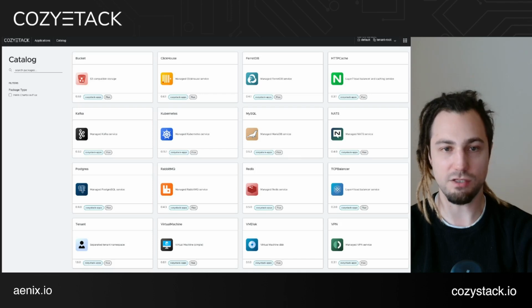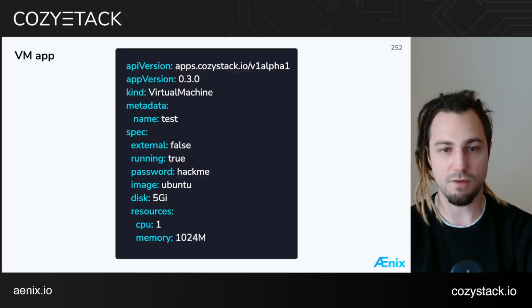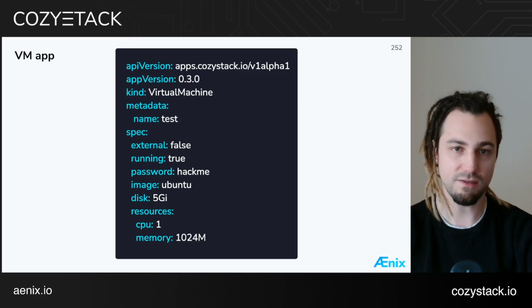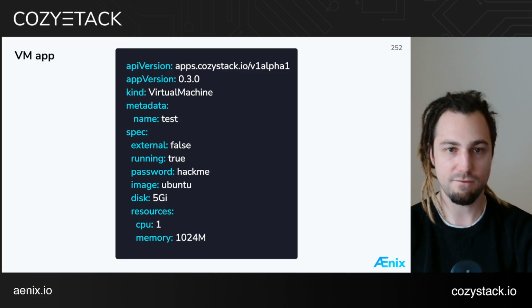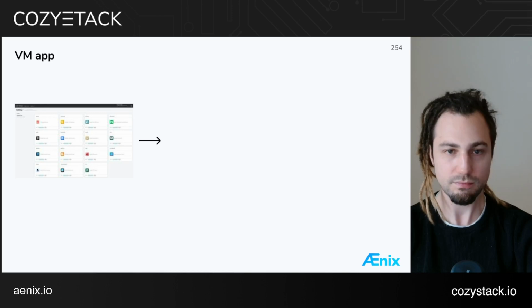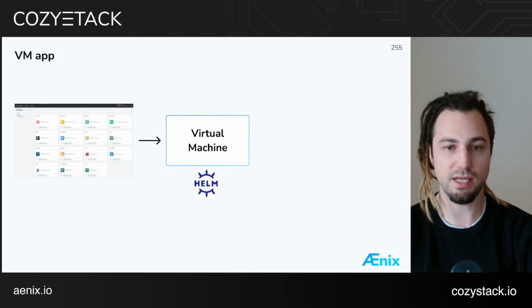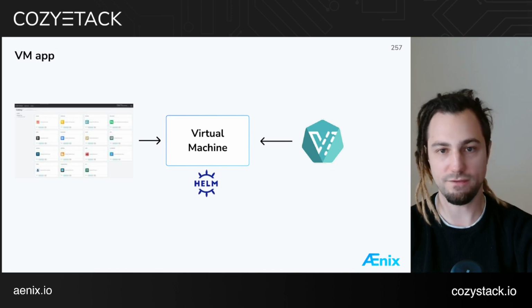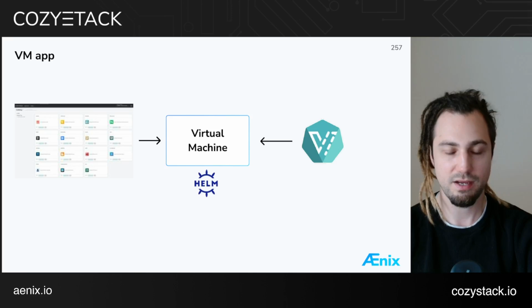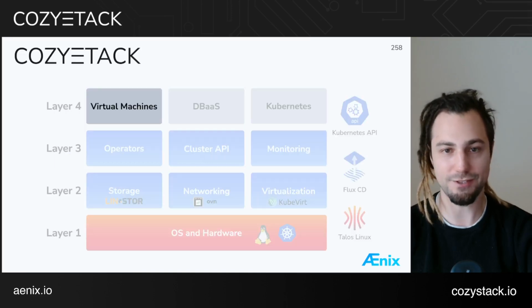Let's start with the virtual machine. If you create a virtual machine, you usually create this kind of resource. You can see we have apps.cozystack.io, this kind VirtualMachine. In spec, we have some values. After you create this resource, it gets managed by Helm itself. It also creates a virtual machine for KubeVirt, and it is still managed by KubeVirt. And this is very important because Helm does not provide you full lifecycle management. Only an operator can provide that, and KubeVirt is such an operator for virtual machines.